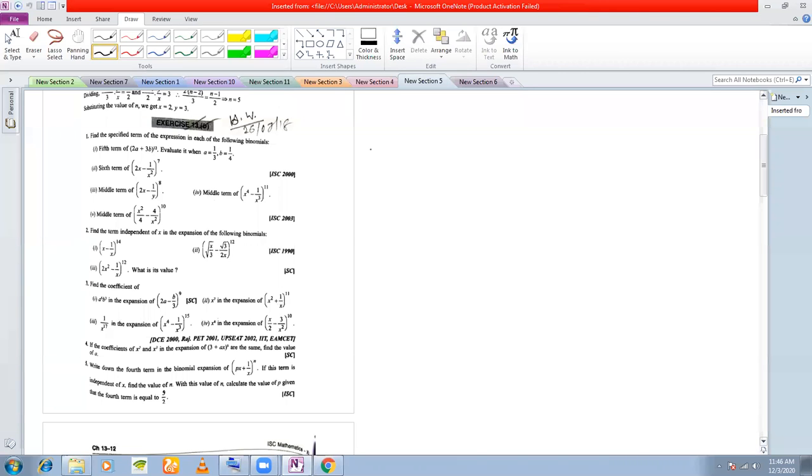Now you already know that the binomial expansion (a + x)^n is given by nC0 a^n x^0 + nC1 a^(n-1) x^1 + nC2 a^(n-2) x^2 + nC3 a^(n-3) x^3.